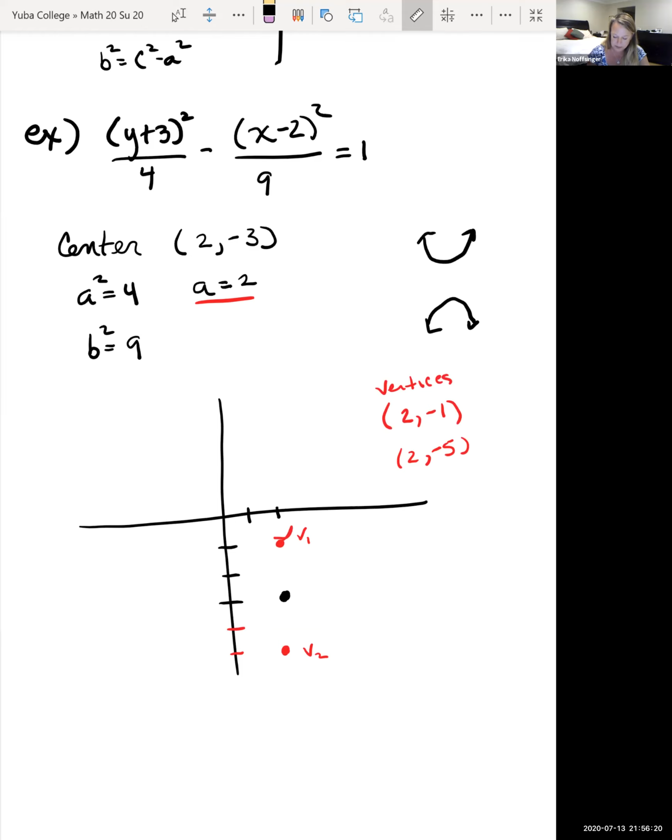So I know it's going up, and I know it's going down from here. I just don't know how wide that is. Okay, so what can help me figure out how wide that's going to be is by looking at my B. My B squared is 9, so my B is 3. So I'm going to go left and right 3 from the center.